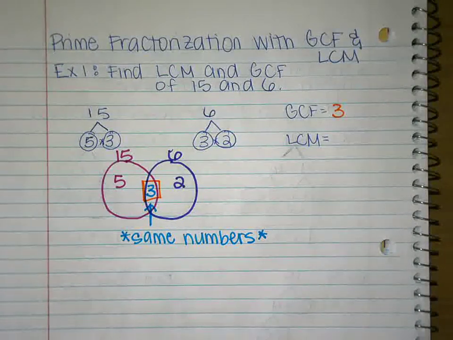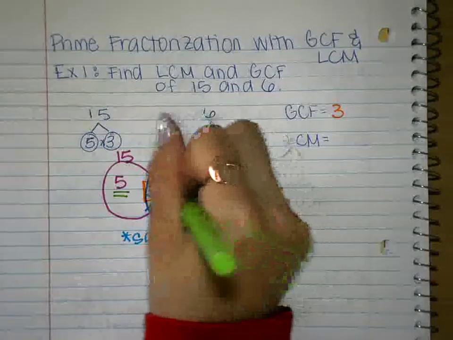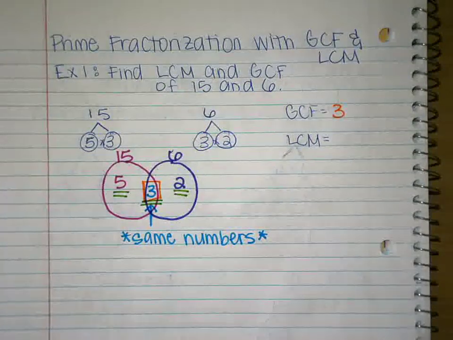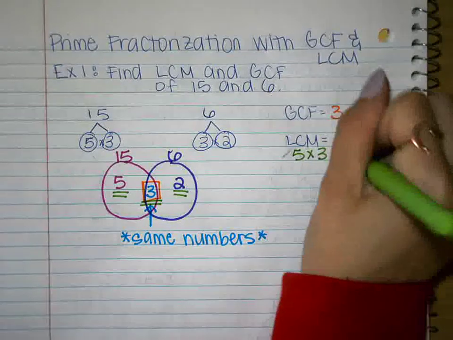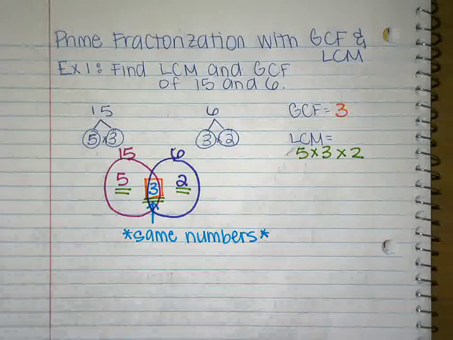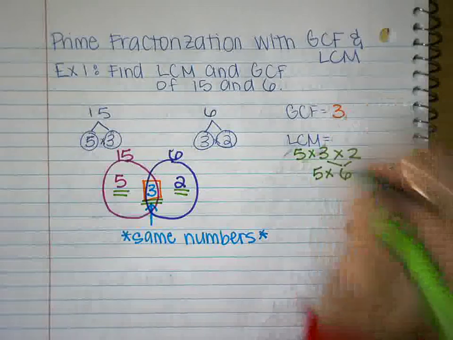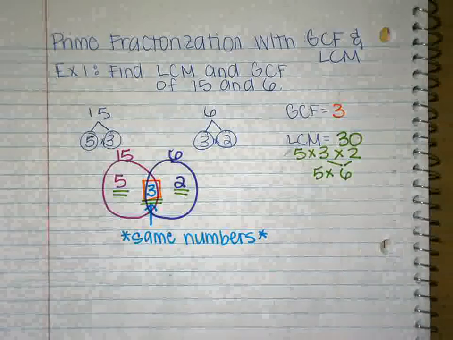Then to find the least common multiple, we need to multiply just like we did with our cake method, but this time we are going to multiply all of the numbers that are under the 15 by all of the numbers that are under the 6 and by the number they have in common, which means I'm going to take 5 times 3 times 2. And I'm going to make my life easy. 3 times 2 is 6. And 5 times 6 is 30. So my least common multiple is 30.